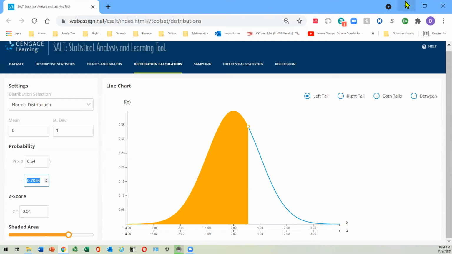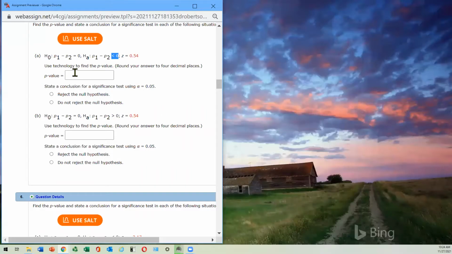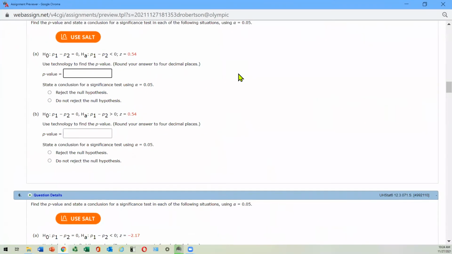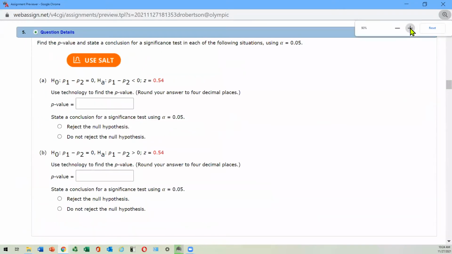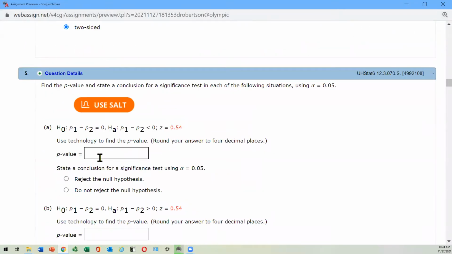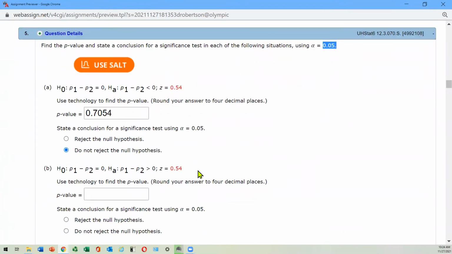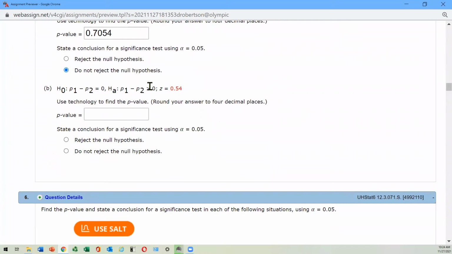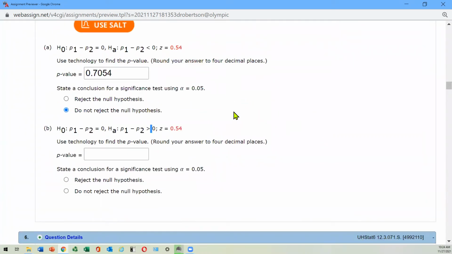I'll copy it and put the p-value in here. That's a very big p-value. It's definitely not less than that. So do not reject the null. Right, next one, greater than 0.54. I think that's going to do much better.